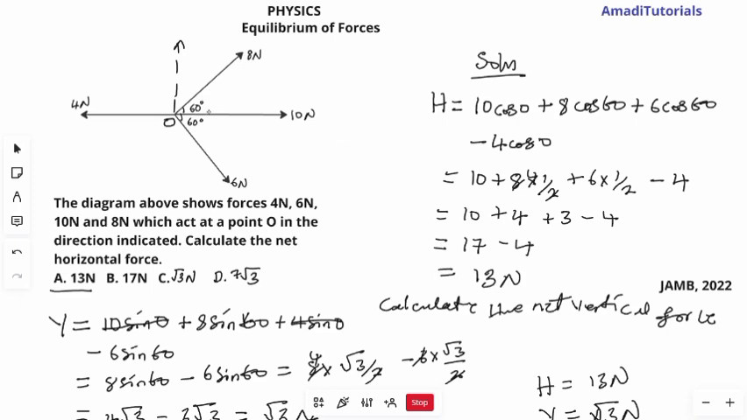We analyze it, find out the sum of the horizontal force, the sum of the vertical force, and the resultant forces.